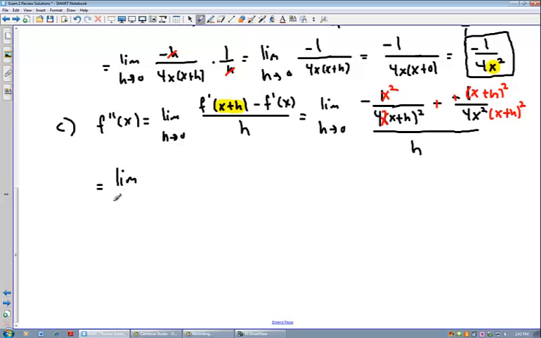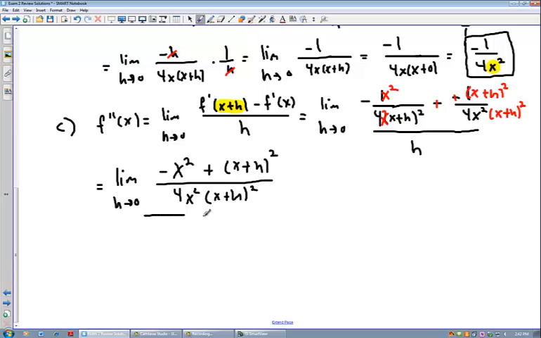the limit as h goes to 0 of negative x squared. Now that I have my common denominator, then it's going to be plus x plus h quantity squared, all divided by a 4x squared x plus h quantity squared. And then this is all divided by h.